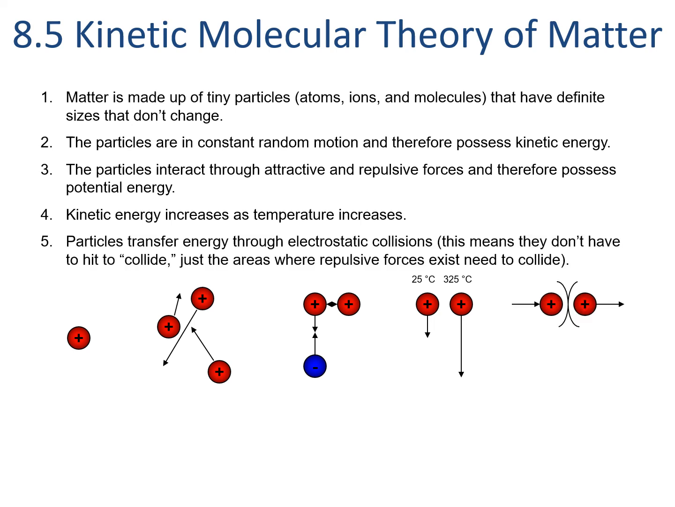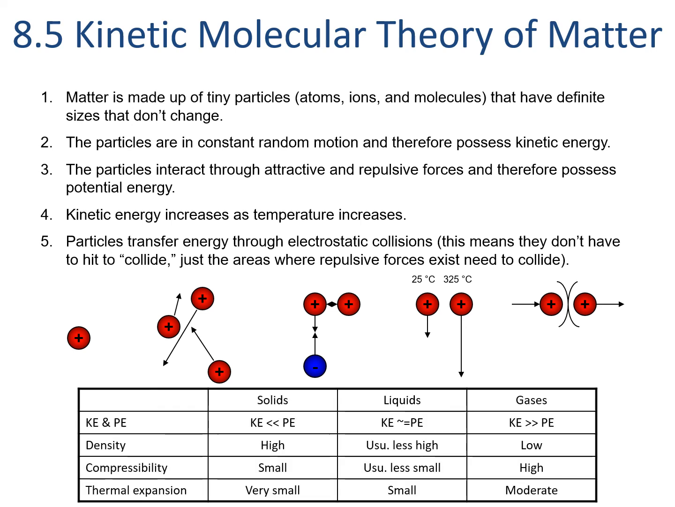And finally, particles can transfer energy back and forth by colliding. Not actually physically with their nuclei, but by getting close enough that their electrons repel each other and they bounce off each other. This theory allows us to redefine states of matter in terms of their relative kinetic and potential energies. Remember, kinetic energy is related to temperature, and the major component of potential energies are their intermolecular forces that are pulling those particles together.